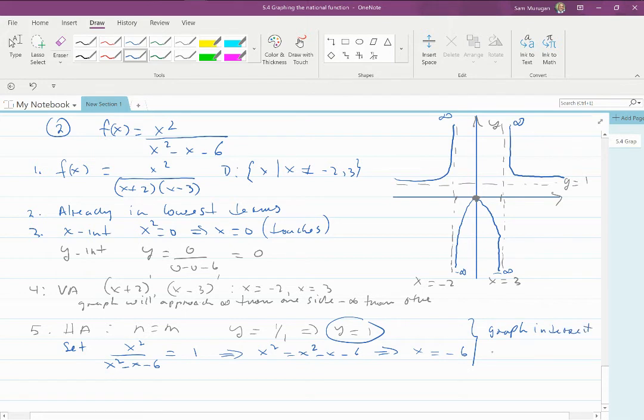So the graph intersects the horizontal asymptote at negative 6 and 1, which is, remember, this point here is negative 2. So negative 6 and 1, that's negative 6 and 1. So what's going to happen at this point is our graph is going to intersect at this point, negative 6 and 1, and continue on its way.